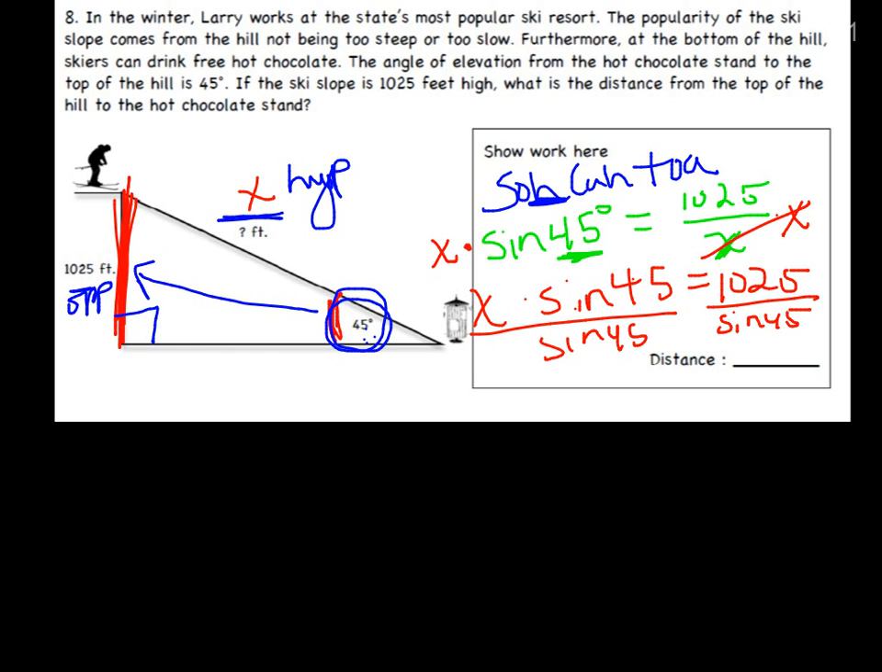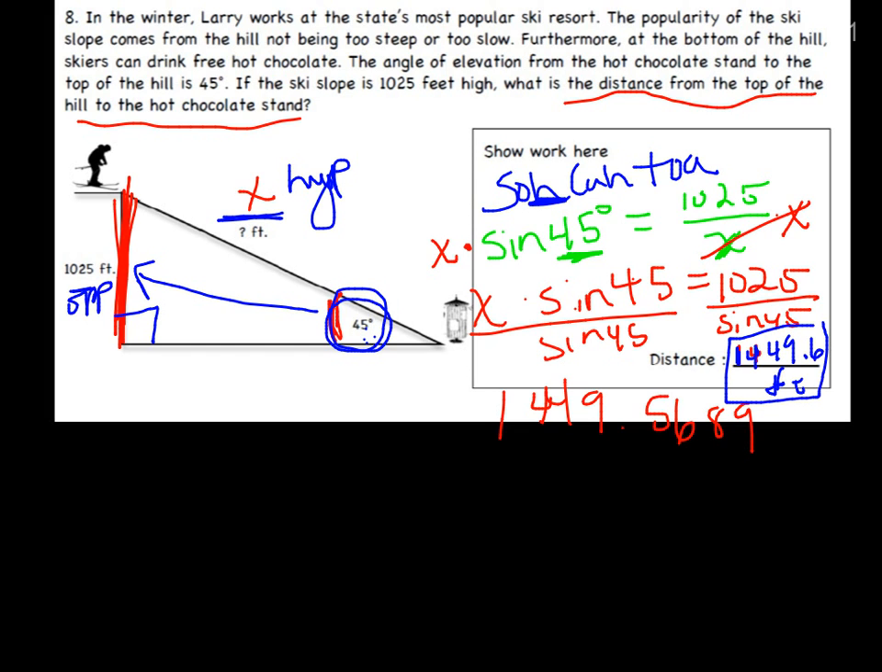You should end up with 1,449.568.9. Now let's see if it asks us to round it. The question asks, what is the distance from the top? Nope, it doesn't ask us to round, so we can round it however we want. We could say 1,449.6, and we're dealing with feet. So it's 1,449.6 feet, and that is your answer.